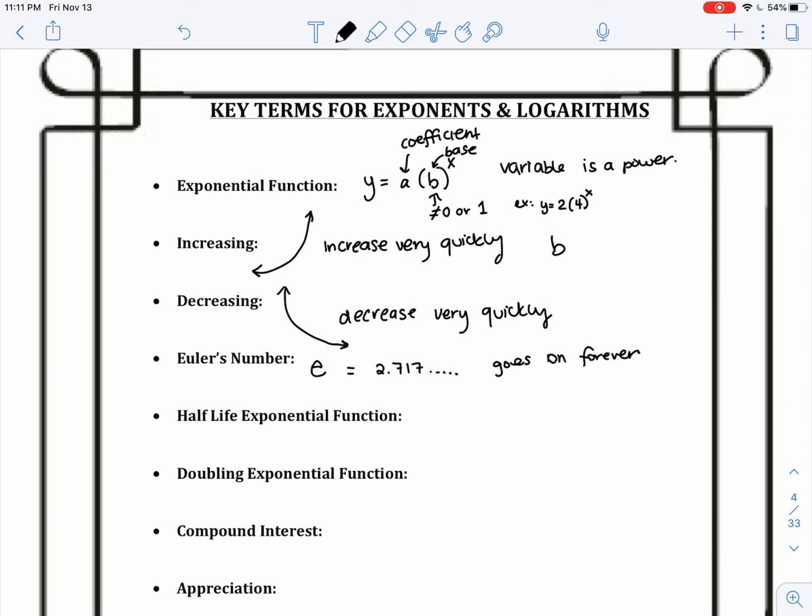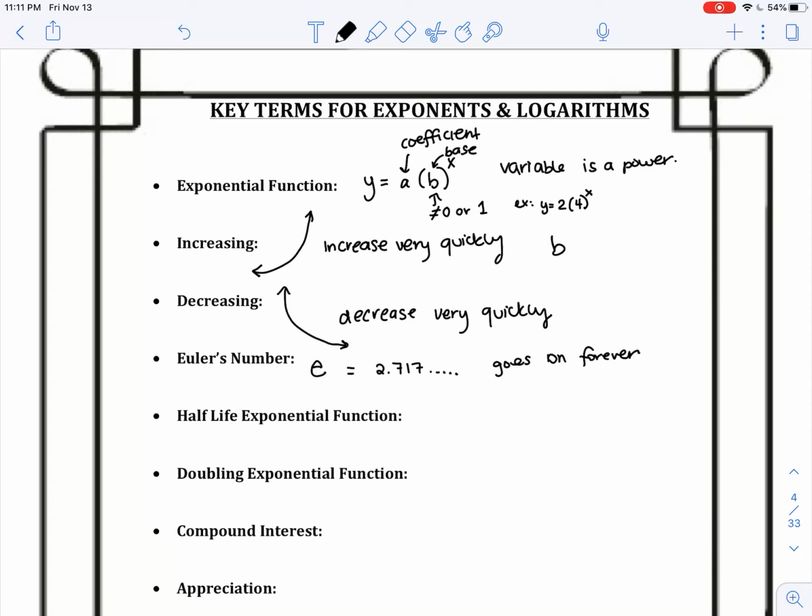So when b is greater than 1, for example, when you have y equals, let's say, 2(5)^x, this 5 right here is what I'm looking at. So the base, if it's a number greater than 1, it's going to be an increasing function.